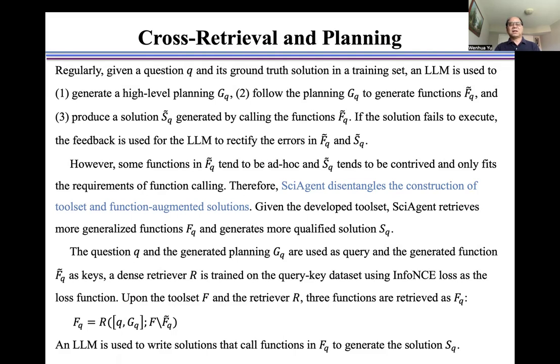The question Q and the generated planning GQ are used as a query, and the generated function FQ tilde as keys. A dense retriever R is trained on the query-key dataset using InfoNCE loss as the loss function. Given the toolset F and the retriever R, 3 functions are retrieved as FQ, as shown here. A large language model is used to write solutions that call functions in FQ to generate the solution SQ.